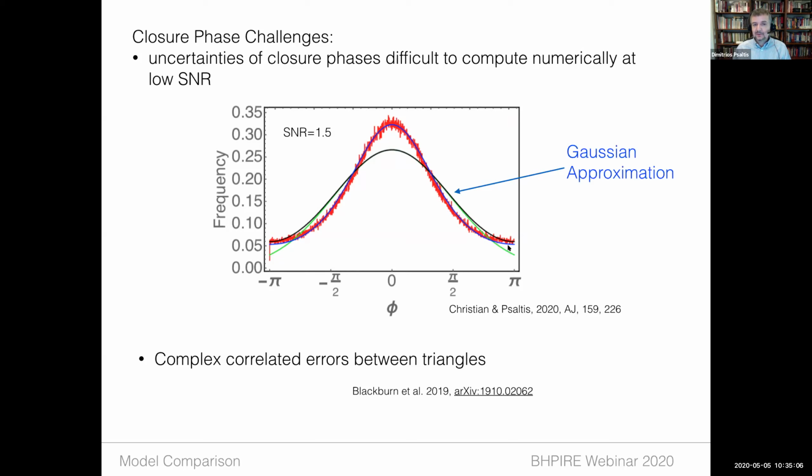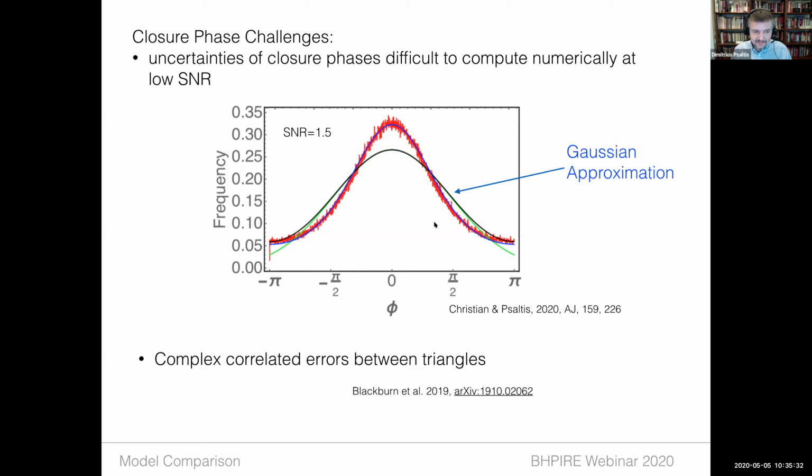Now, on top of that, you need to be able to take three of them and convolve them, cross-correlate them, and that becomes a very complex three-dimensional integral. Thankfully, recently, we came up with a very efficient numerical algorithm to do that, and actually use in our numerical techniques the complete distribution of uncertainties for closure phases without having to make this Gaussian approximation.